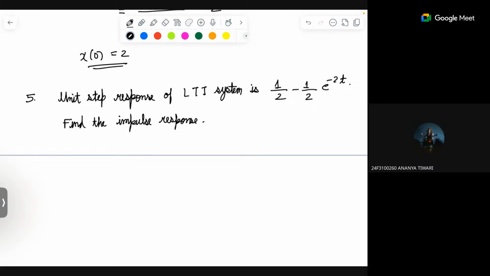Is the question clear now? Yes. Okay, start. And will we get e to the power minus 2t? Yes, that's correct. Diksha, Rohit, Bhosle, you also solve.